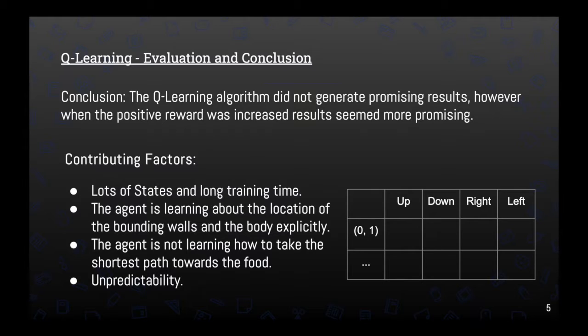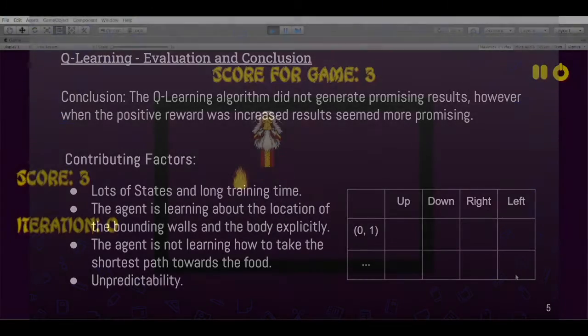In addition, the agent is learning about the location of the bounding walls and the body explicitly, since no information regarding these locations is being stored in the Q-table. The agent is also not learning to take the shortest path towards the food, as there are no negative rewards associated with every extra step the snake does. The algorithm can also be unpredictable. The agent during the exploration phase can get lucky and start finding the food quicker, causing the Q-table to be populated with more fine-tuned data more quickly.